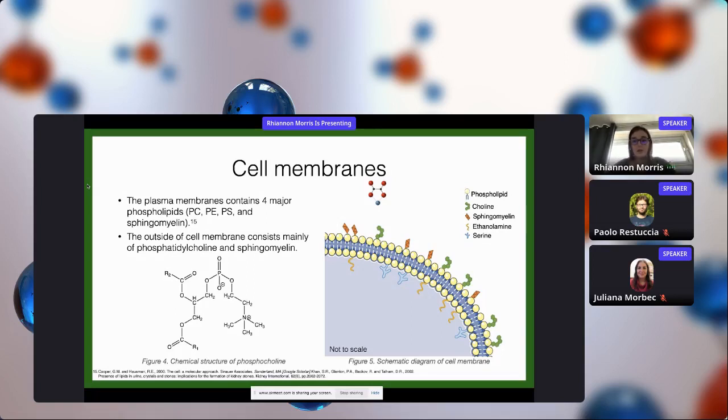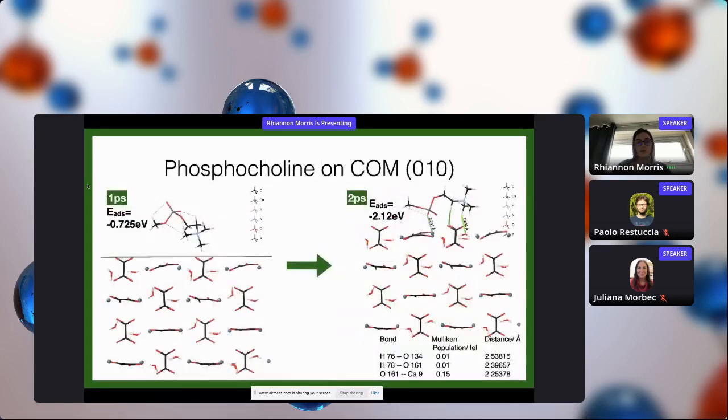So the idea is that the calcium oxalate comes into the cell membrane and binds to the phosphocholine. And then we wanted to see whether this would cause a further calcium oxalate to then bind to this and cause the stone to grow. So in order to do this, we'd see if we could get a phosphocholine molecule to absorb onto the calcium oxalate monohydrate surfaces.